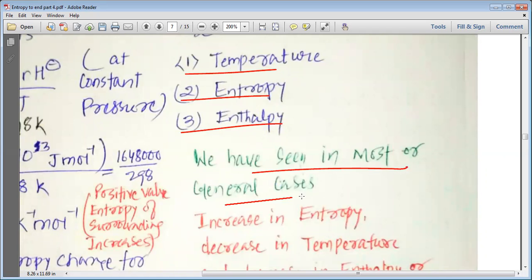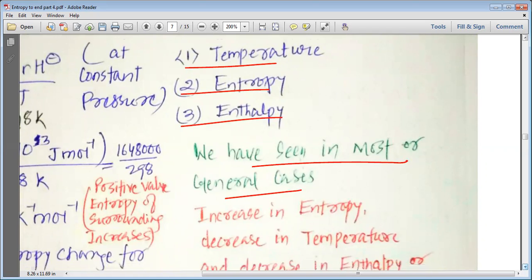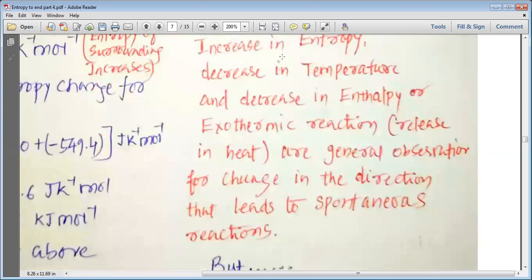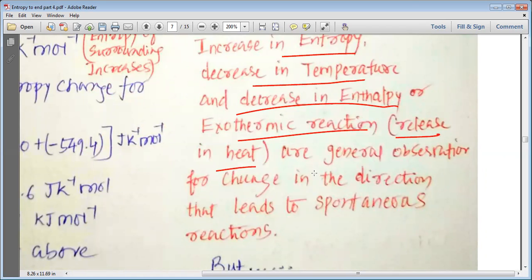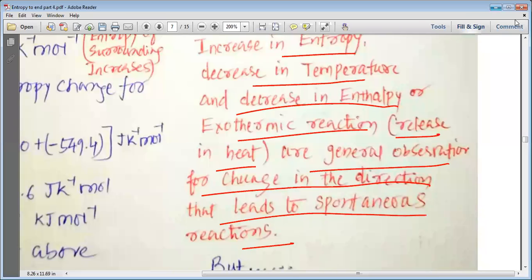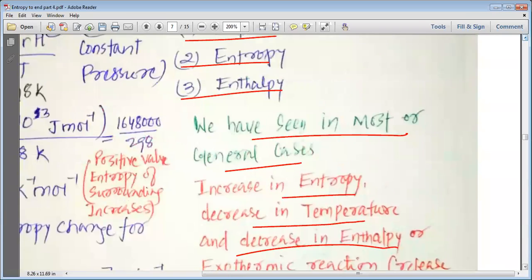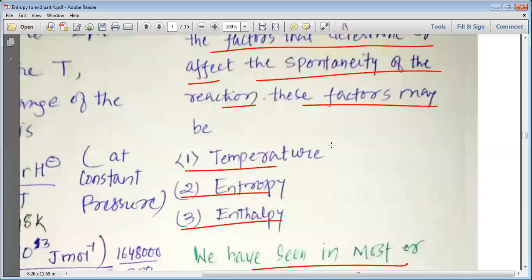We have seen in most of the general cases that an increase in entropy, a decrease in temperature, and a decrease in enthalpy, or an exothermic reaction, that is a release of heat, are the general observations for the change in direction that leads to spontaneous reactions. So up till now, we have seen that entropy depends upon temperature, spontaneity depends upon temperature, spontaneity depends upon entropy, spontaneity depends upon enthalpy.